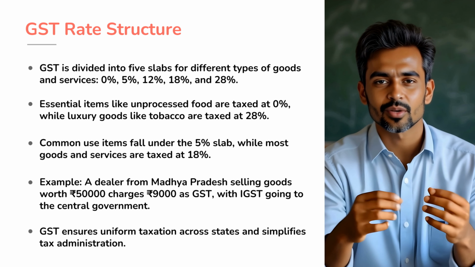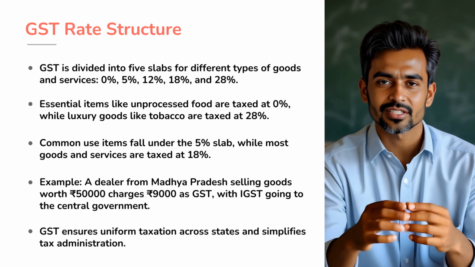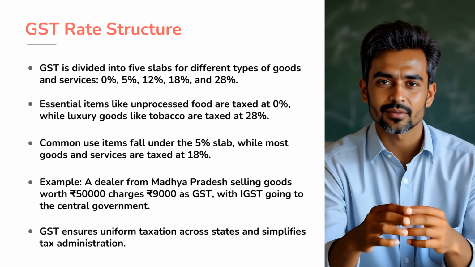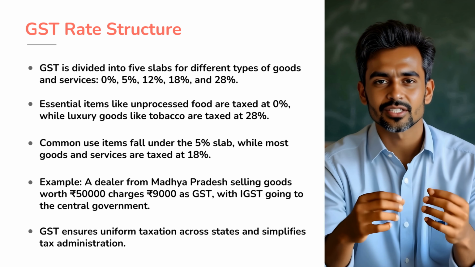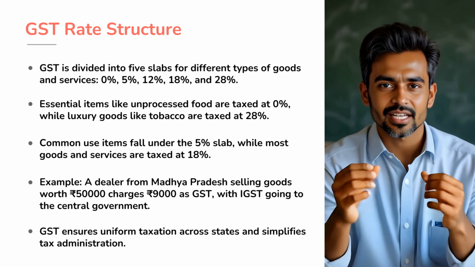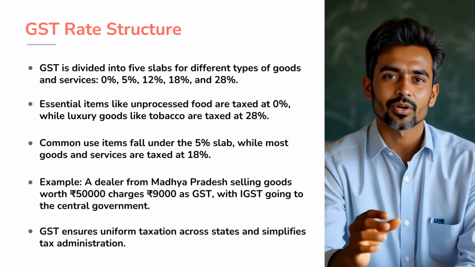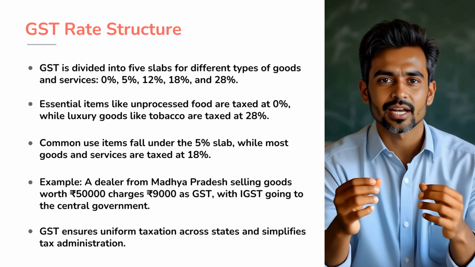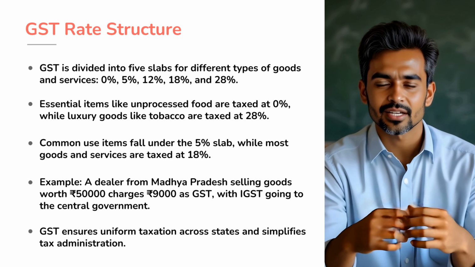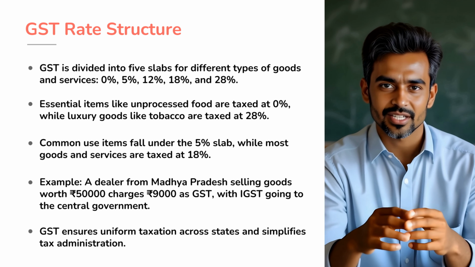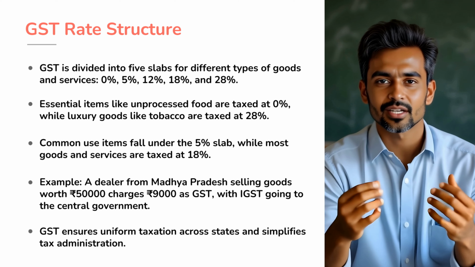Now, let's talk about the GST rate structure. GST is not the same for all goods and services. It is divided into 5 main slabs: 0%, 5%, 12%, 18%, and 28%. For example, essential goods like unprocessed food or fresh vegetables are taxed at 0%. This makes basic food items affordable and helps keep the cost of living in check.